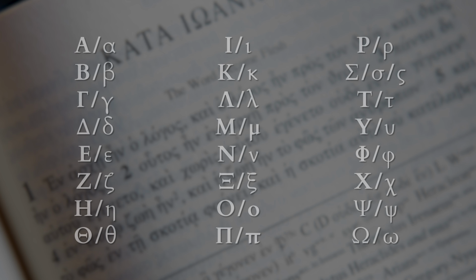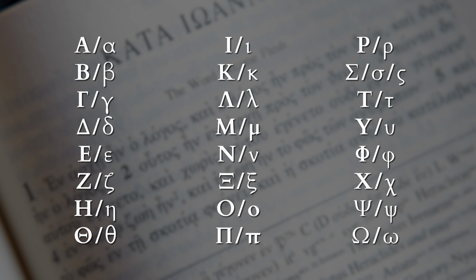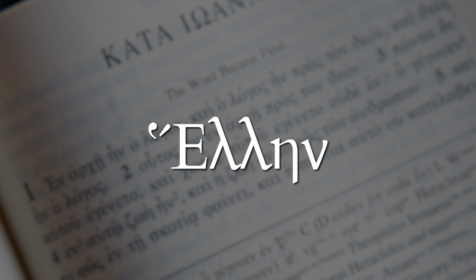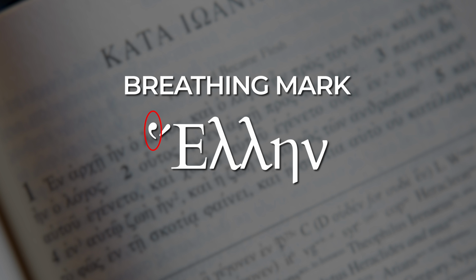Third, for everything you have learned thus far with the Greek alphabet, you may have noticed that there is no letter corresponding to the English H. Consider the Greek word for a Greek person, Hellene. This word is transliterated into English like this. The H sound that begins the word does not come from a Greek letter. Instead, it comes from this mark before the first letter. This mark is called a breathing mark.